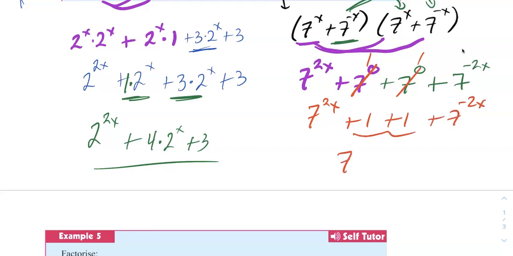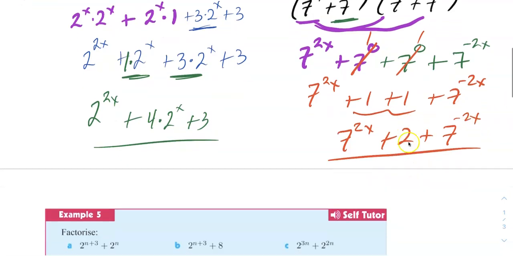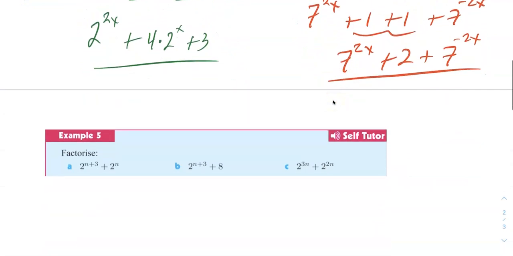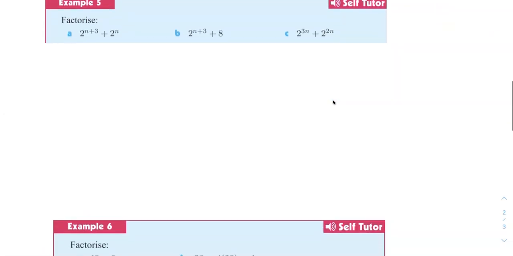I get 7 to the 2x plus 2 plus 7 to the negative 2x. And if you want, you can rewrite this one as 1 over 7 to the 2x, but this is fine. Alright, so again, a little funky, but the same rules apply. Then we get to this, and we want to factor.